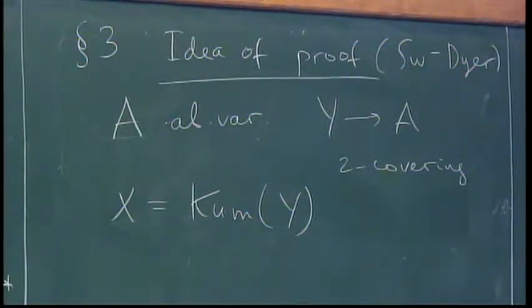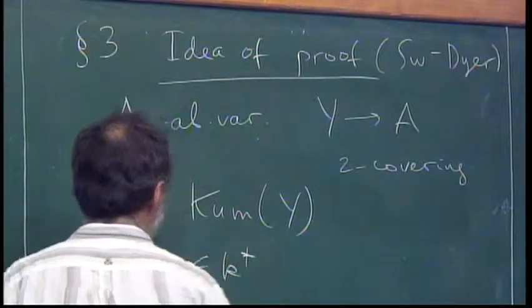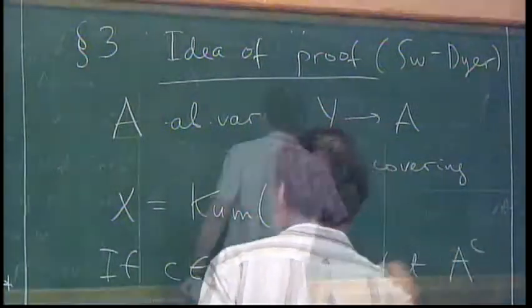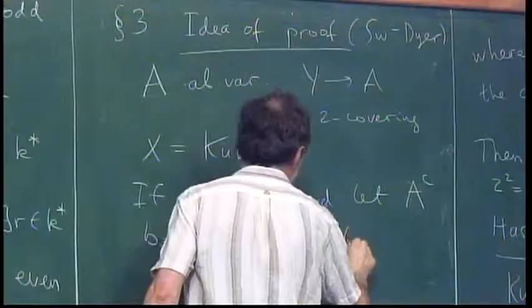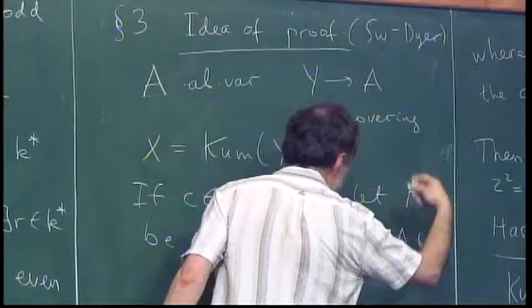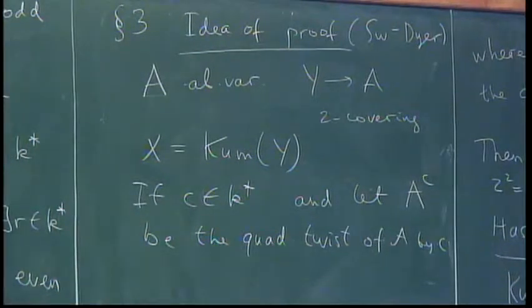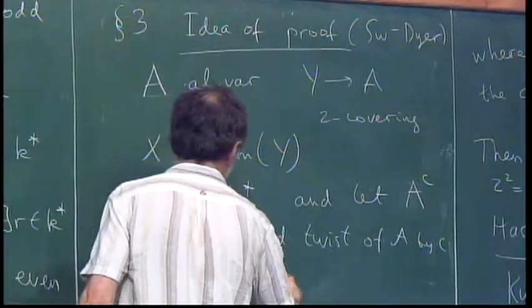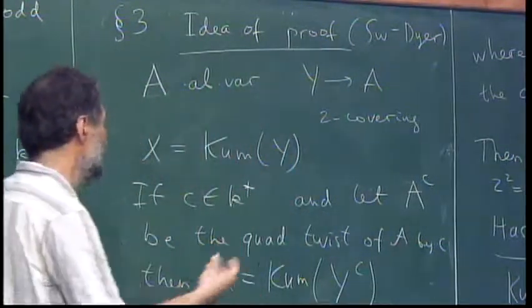Then you cannot recover A from X. What you can do is recover A up to quadratic twist. So if you take any non-zero element C of K, and let A_C be the quadratic twist of A by C, by the quadratic extension of K obtained by adjoining the square root of C, then the same X is obtained as a Kummer variety associated to the quadratic twist of Y.